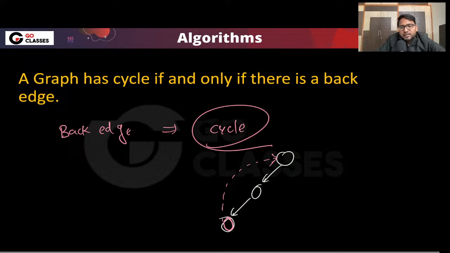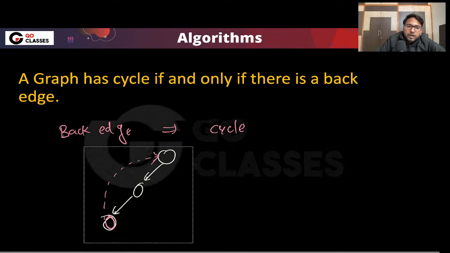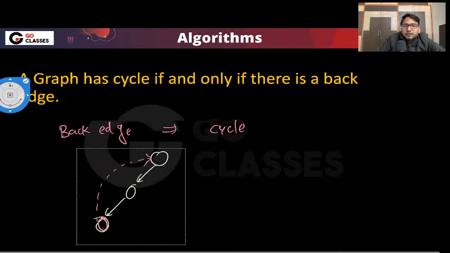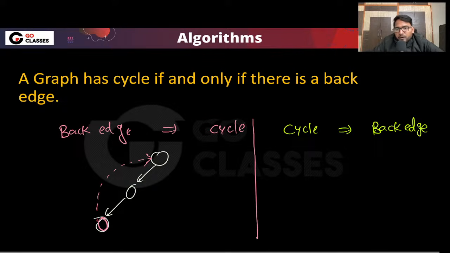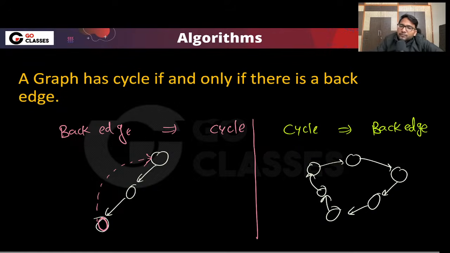Easy, right? Very easy. Now if there's a cycle, that must be because of a back edge only. Can you prove this? The other direction is that if there's a cycle, then there must be a back edge. Let's suppose there's a cycle. Then there must be a back edge in the cycle. I will just give you a glimpse of how we can prove it quickly.